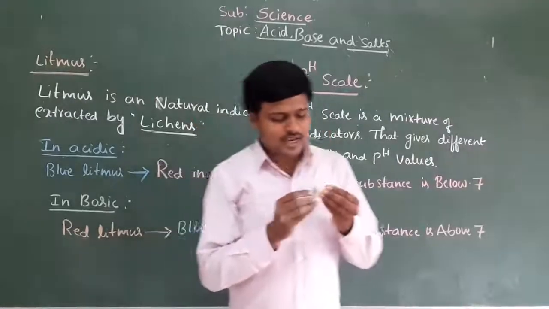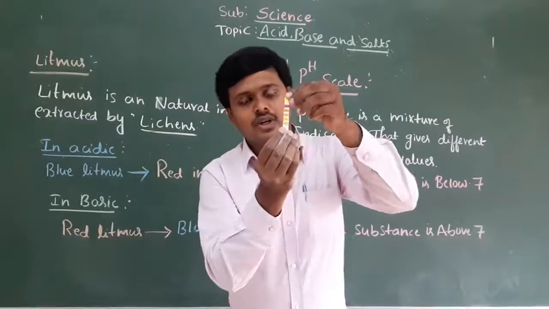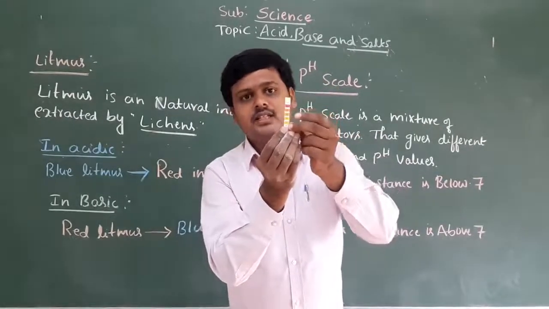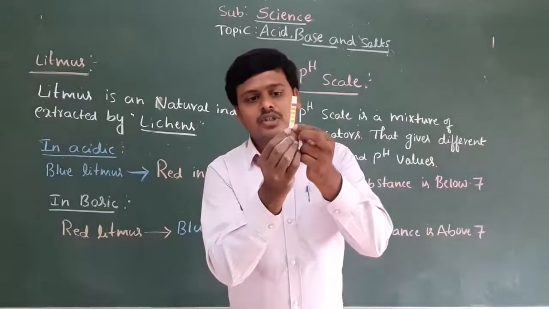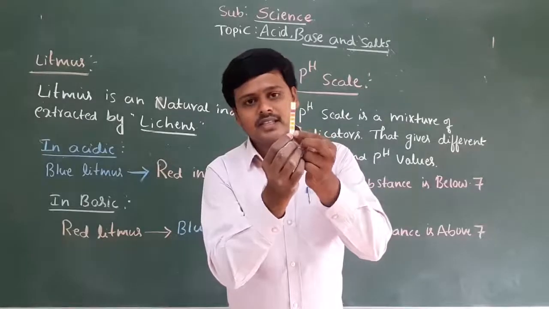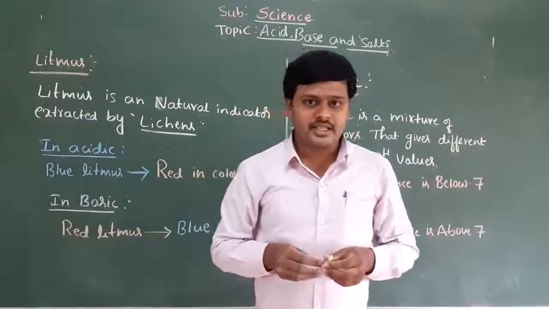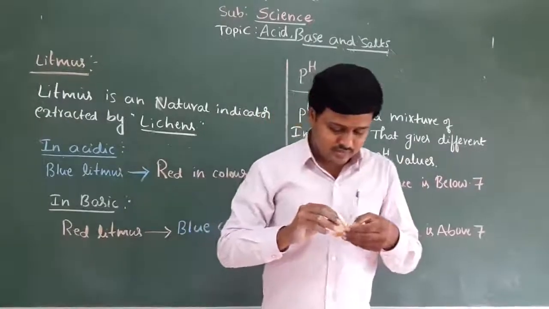Just observe, dear children. This is one kind of pH paper scale. Here some digits are there. 1 to 7 indicates the acidic medium. If the indicator shows exactly 7, it is a neutral solution. Above 7, it is a basic solution. Observe carefully. I am going to conduct one more activity now.